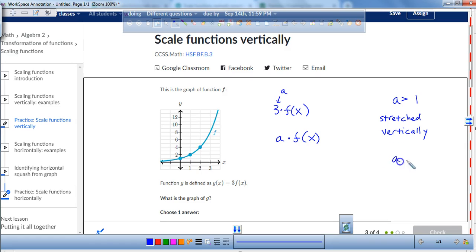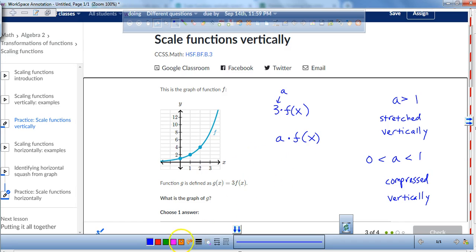Now, if the a value is less than 1 but greater than 0, it's going to be compressed vertically. It's going to go away from the y-axis. So here's what I want you to understand. When it's stretched, you'll see it go closer to the y-axis. If it's compressed, it'll go further away from the y-axis. And it's only dealing with the y values, really. That's really all you have to worry about is your y values.